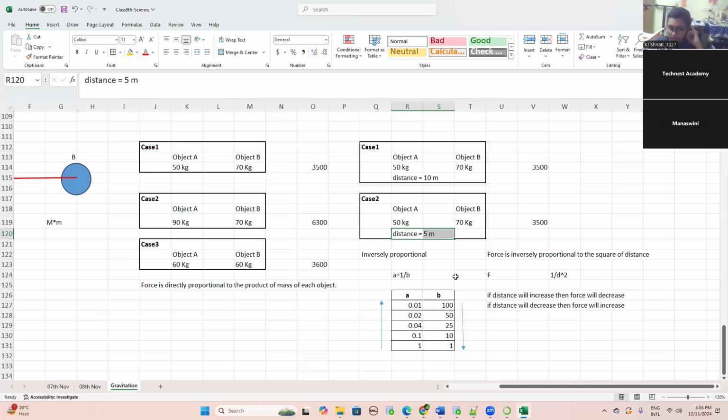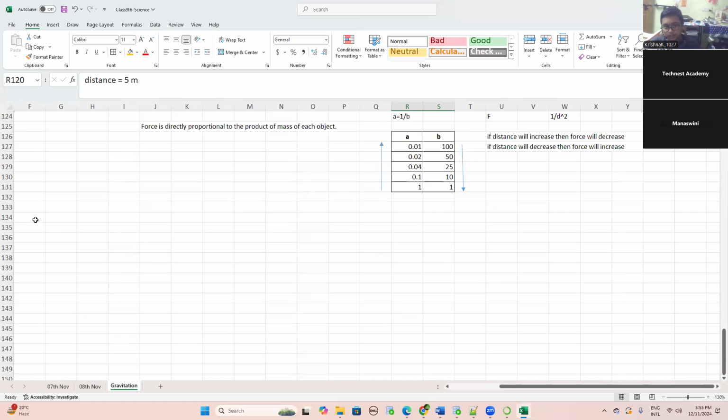So second case. Case two, sir, because in the second case distance is less, so force will be more. Yes, sir. I think Krishna has not understood. Let me give another example.